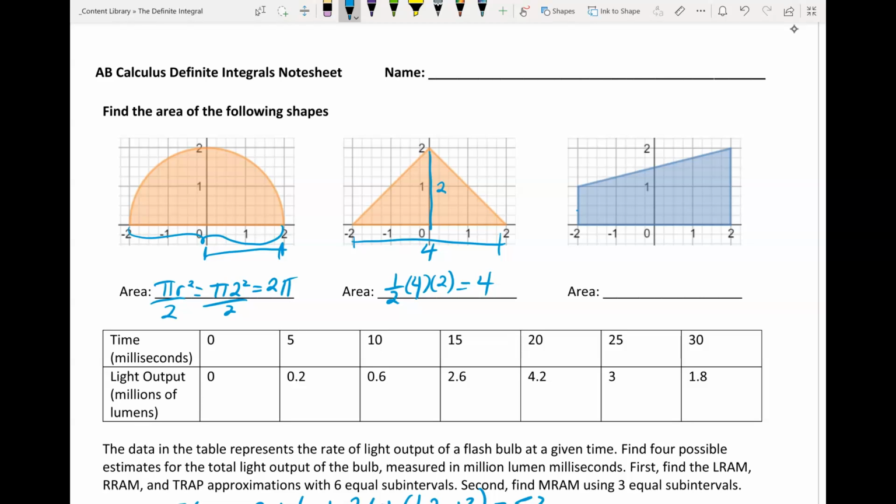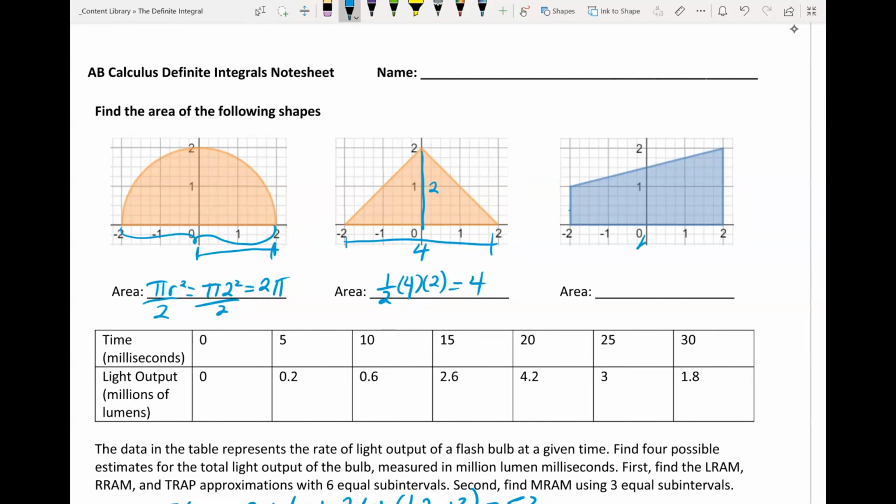And lastly, we have a trapezoid. We just learned how to calculate the trapezoid last time. We need the base, height 1, and height 2. So the area of a trapezoid is 1/2 times your base. That's from -2 to 2, which is 4. And then height 1 plus height 2. Height 1 is 1. Height 2 is 2. So that's 3 times 4 divided by 2, and that will be 6.